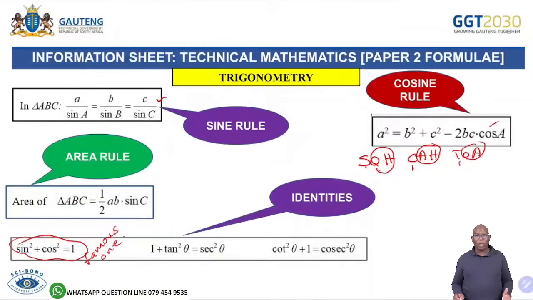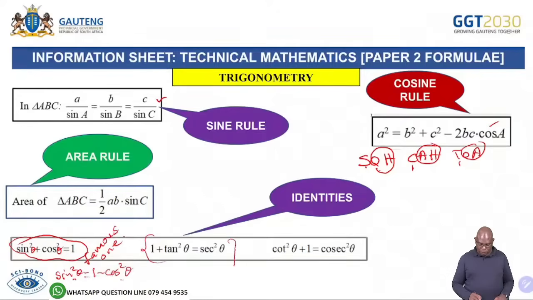The sine squared theta plus cos squared theta. There must be an angle. If there's no angle here, it doesn't mean anything. So it's sine squared theta plus cos squared theta equals 1. You must know how to play around with it. If I put sine squared on one side, I'll have 1 minus cos squared. If I make cos squared the subject of the formula, then I'll have 1 minus sine squared.